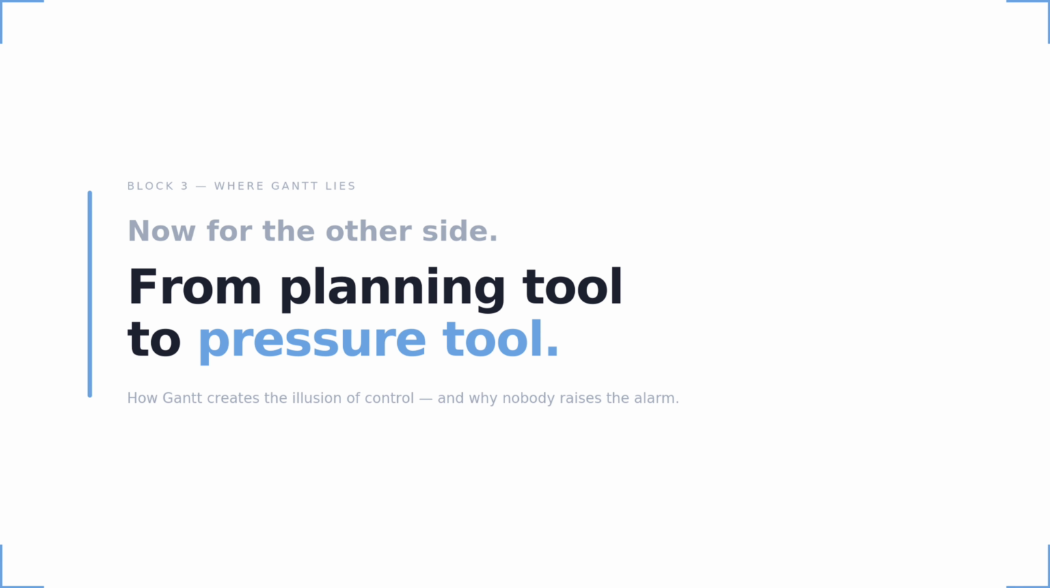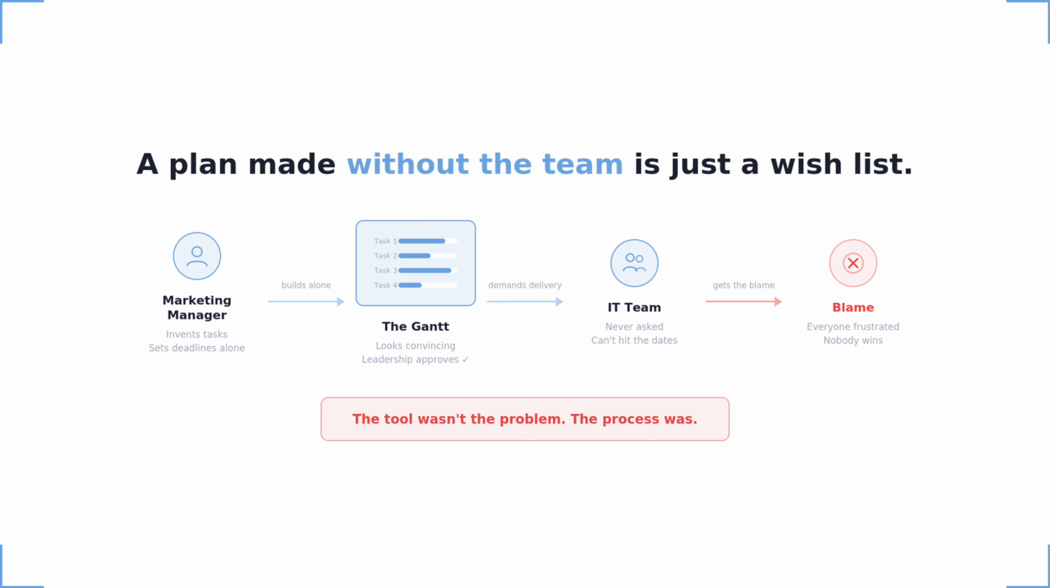And here I want to come back to the story I told at the beginning, because it perfectly shows how a Gantt chart can go from a planning tool to a pressure tool. The marketing manager built the tasks and timelines himself, without the team, without estimation, without any understanding of technical complexity. The Gantt looked convincing. Leadership approved it. And then that plan arrived in the IT department as a commitment, not a proposal, a fact.